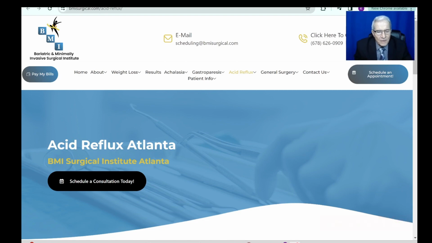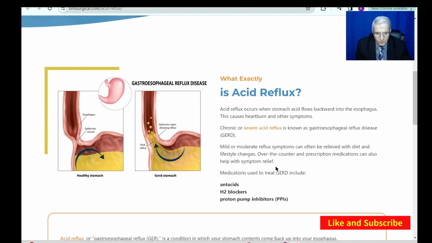Let me share this website with you for a few seconds to see what happens there. If you scroll down a little bit, you can see what exactly acid reflux is. This is a normal healthy stomach, and you can see the lower esophageal sphincter closed properly and does not allow the content of the stomach to come back to the esophagus. But in a patient with GERD, you can see some content of the stomach come back again to the esophagus and cause irritation, or sometimes an ulcer.